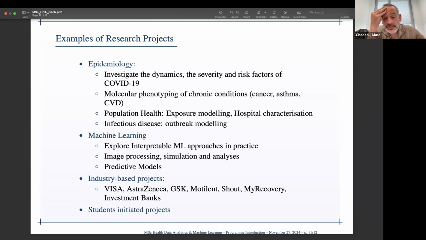And then there were a lot of industry-based projects. I'm listing here just a few sets of companies with whom we regularly work. As you can see, there are big companies like big pharmas and so on, but also banks. We also have collaborations with smaller startups. So there's a very large diversity of collaborators with whom we can generate research projects for you to spend your last term on. And again, as I just mentioned, there are also opportunities for you to design your bespoke project, provided that it ticks the boxes of the learning outcomes of the program.